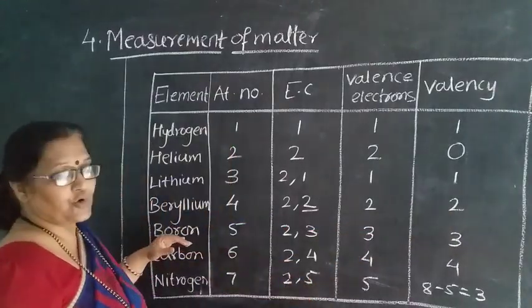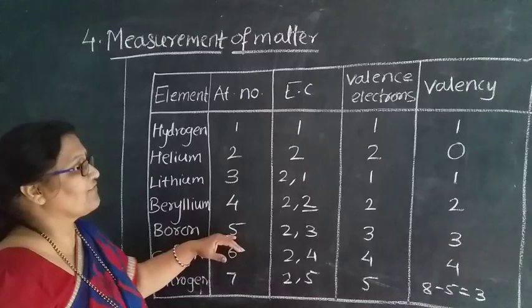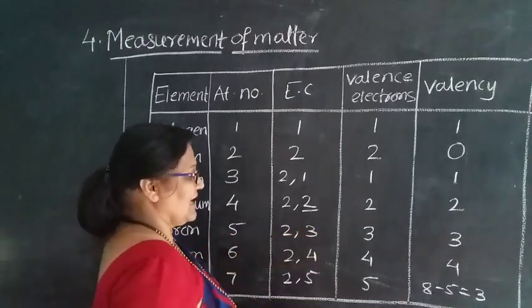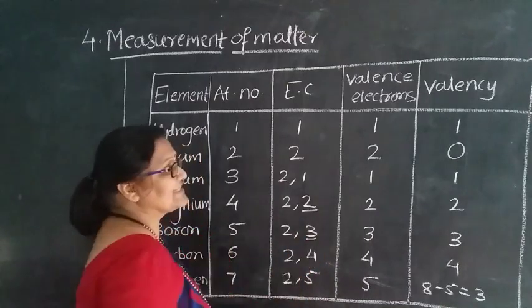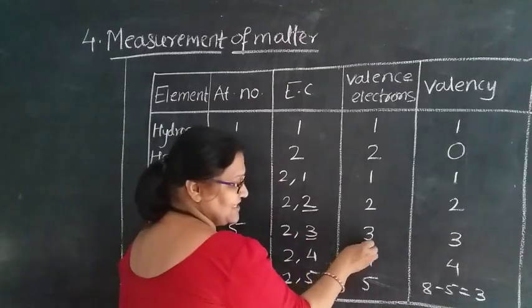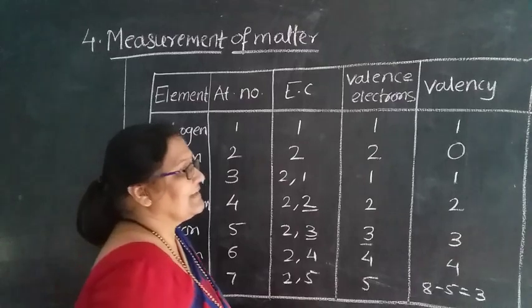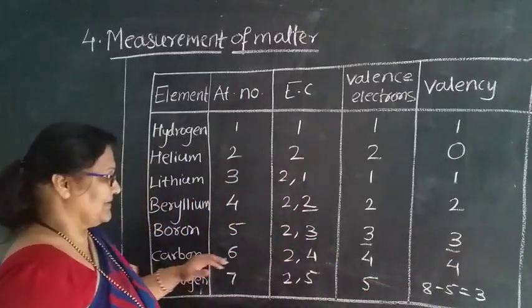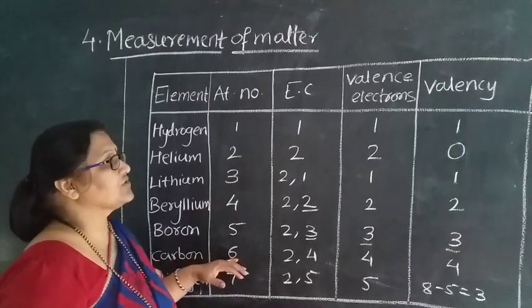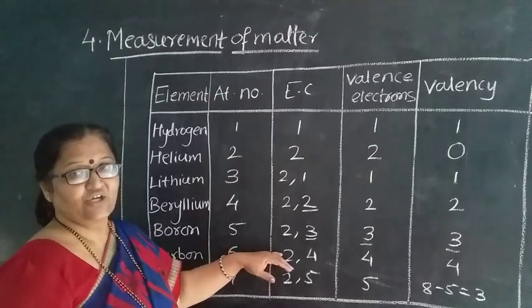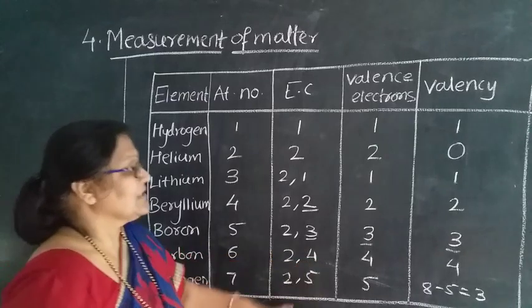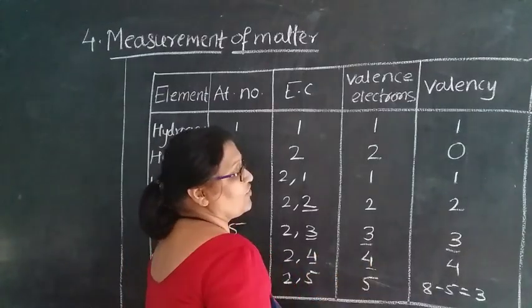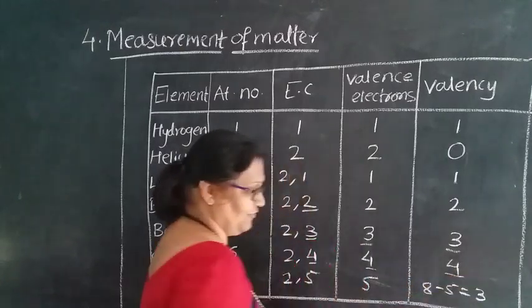Next comes boron. The atomic number is 5. Electronic configuration is 2 and 3, and the outermost orbit contains 3. Therefore the valence electrons are 3 and the valency is also 3. Next comes carbon. The atomic number is 6, so electronic configuration is 2 and 4. The valence electrons in the outermost orbit are 4, therefore the valency is also 4.